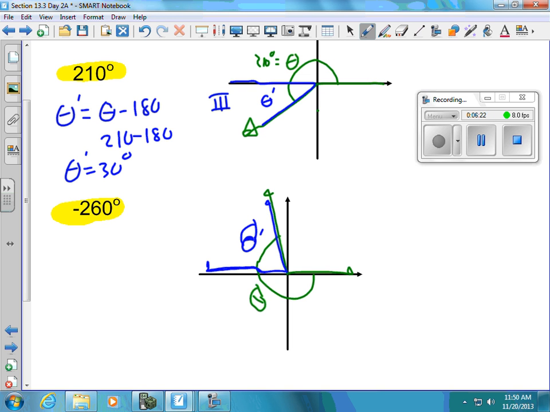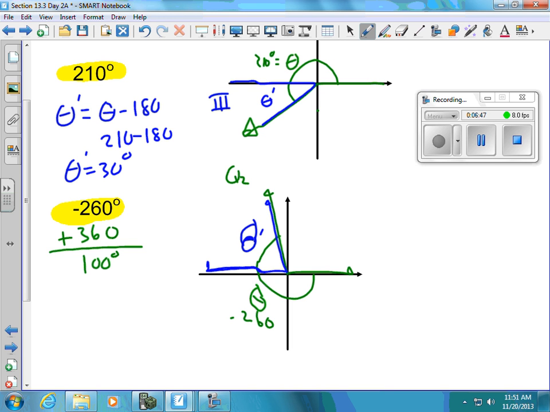Okay, theta prime. So what is that going to be? Well, theta is negative 260. What I would do with that is find a coterminal angle by adding 360, which would give me 100 degrees. So this is the equivalent of a 100-degree angle, and we are still in quadrant 2.